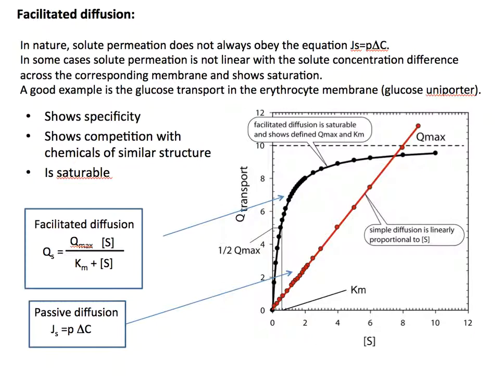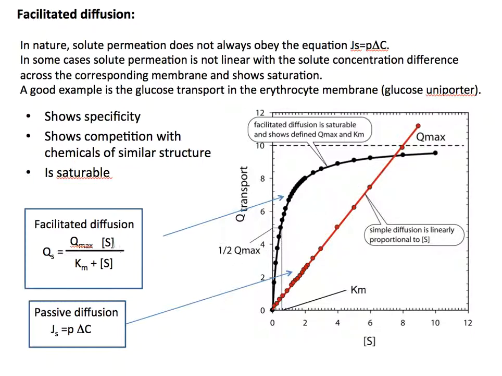Again, if you have a channel for, let's say, a cation A, it will show competition with another cation of similar structure. And it's saturable. If it's working full time and transporting as much as possible, then of course it's not going to be able to transport any more than that. You can see from the graph that it reaches a certain threshold and can't go any higher. Whereas in passive diffusion, the higher the solute concentration, the higher the solute flux.